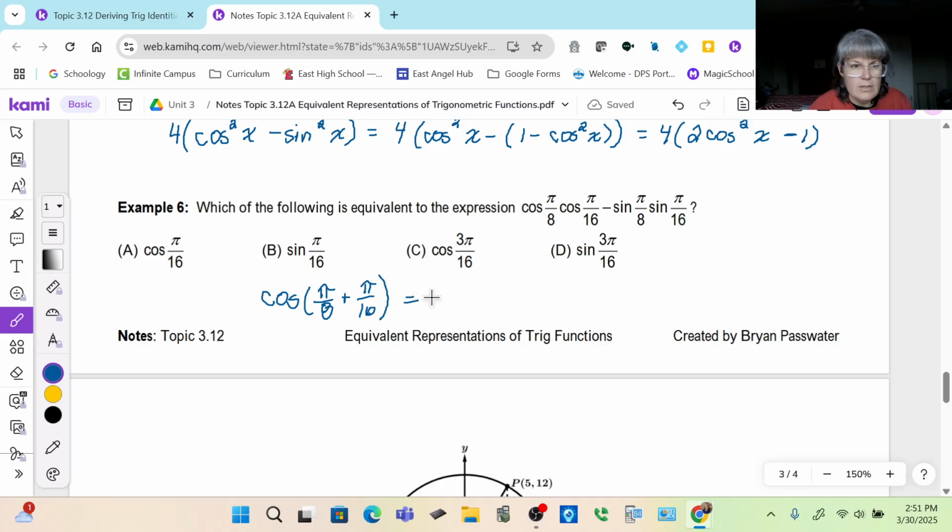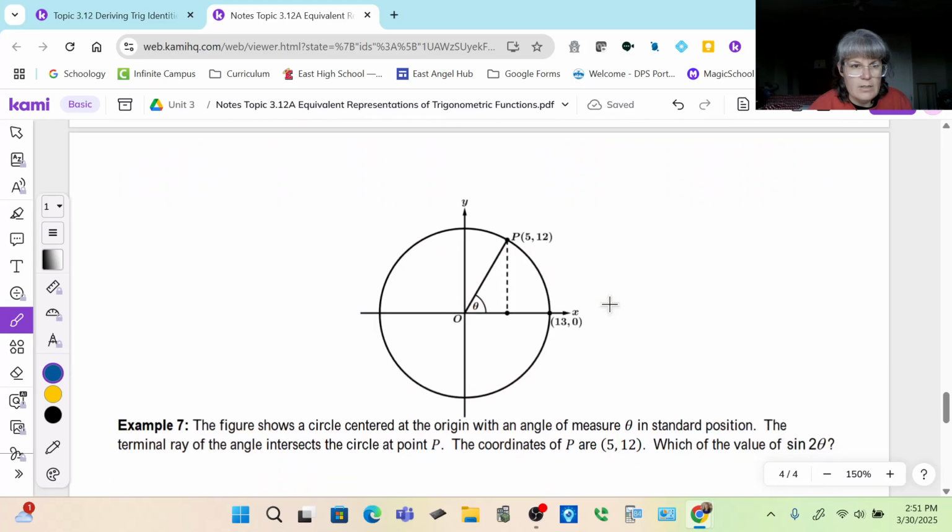So the common denominator of 8 and 16 is 16. We're going to have cosine of 2 pi over 16 plus pi over 16. Now that we have a common denominator, we can simplify this into one angle measure, and that's going to be 3 pi over 16, or option C.